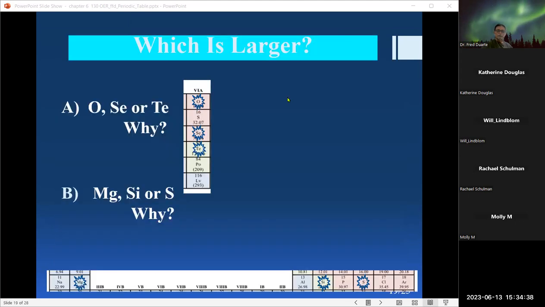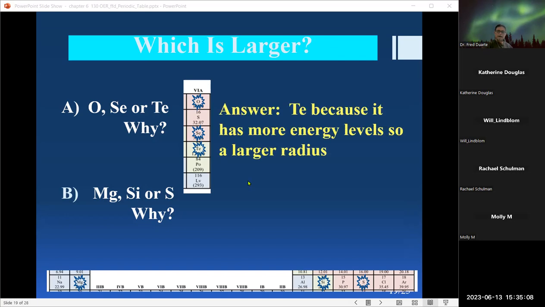All right, so the question asked is, which is larger with respect to radius? You've got O, Se, and Te. To answer that, you first have to find them on the periodic table and see how they relate to each other. In this case, all three of them are in the same group, specifically group 6A. So they go down the periodic table, and it makes sense that Te is bigger simply because it's in a higher energy level.